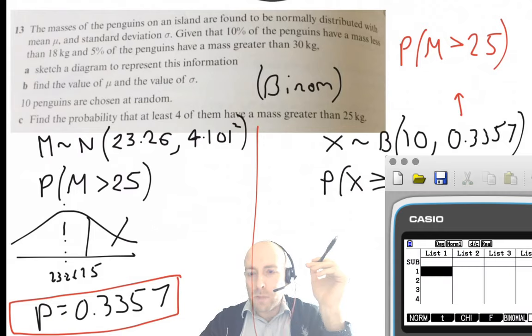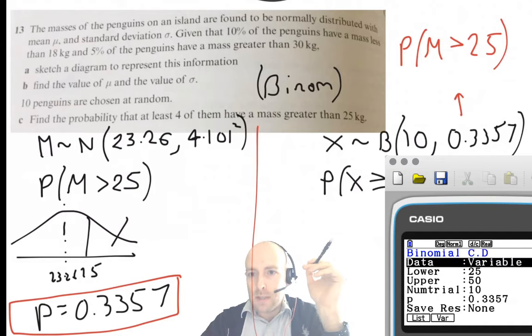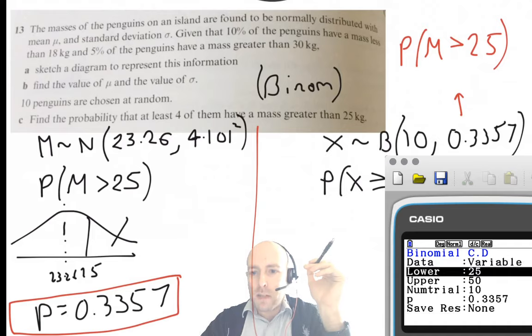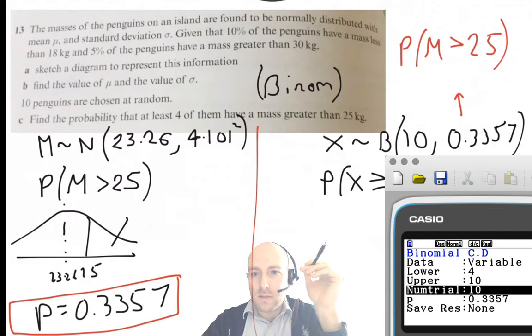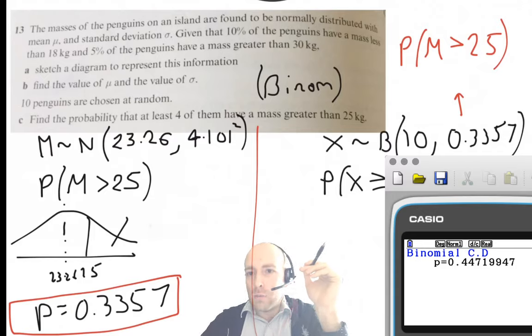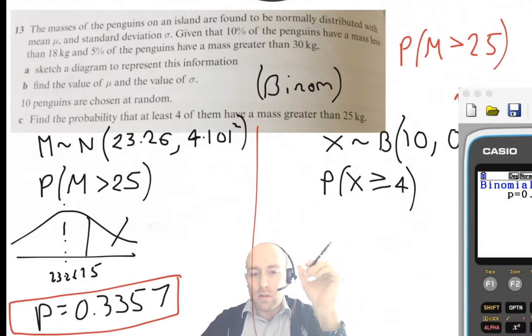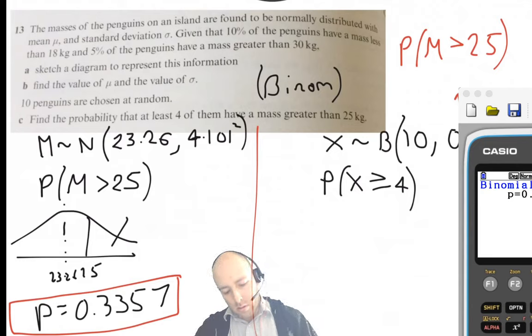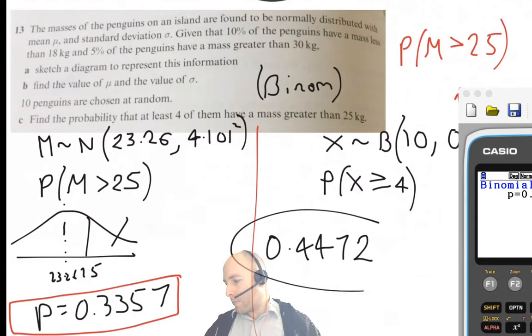So if you go distribution, binomial distribution, we want the probability. So we're going for BCD. Our lowest value is 4. Our upper value, well, there's 10 penguins, so the most that could weigh that much is 10. Number of trials is 10, and our probability of success is 0.3357. So if we go to execute, and we get the probability is 0.4472. Which is the answer.